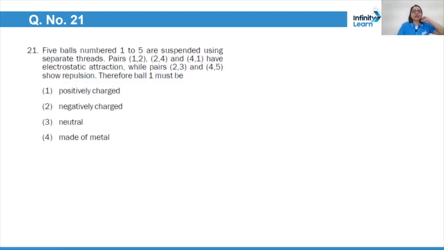Question number 21. We have 5 balls numbered 1 to 5 suspended using separate threads. Pairs 1, 2, 2, 4 and 4, 1 have electrostatic attraction, while 2, 3 and 4, 5 show repulsion. Therefore, ball 1 must be. So, let's assume that ball 1 is positive. So, this should be negative because these pairs are showing attraction, right? So, this is negative, so it should be positive. If it is positive, then it should be negative, right?